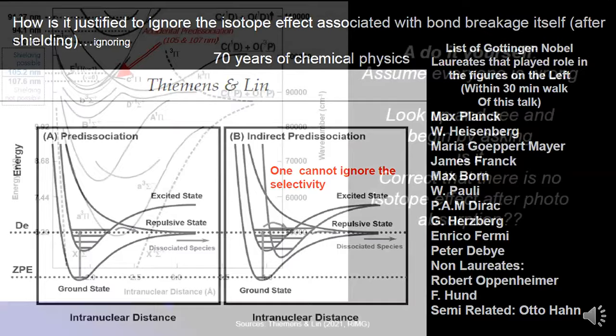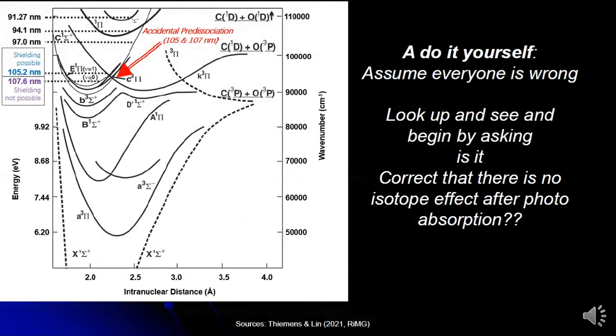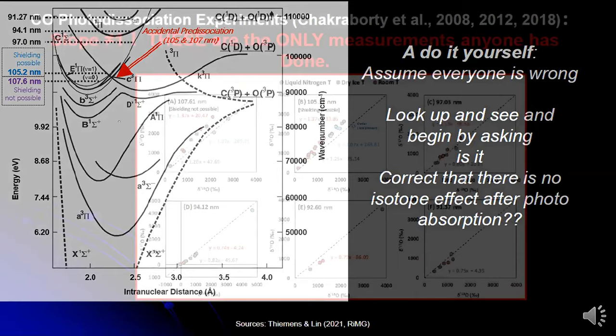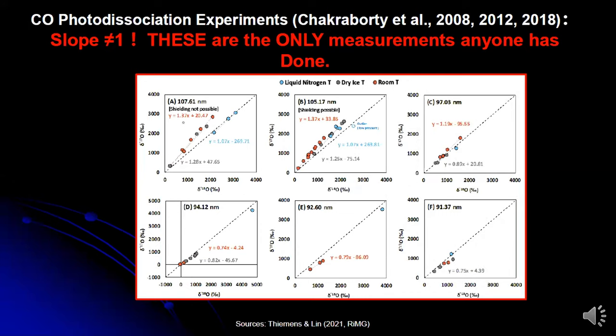So the question is, if you ignore that, what happens? How do you prove that you can ignore it? In the absorption of the molecule, the actual dissociation, and this is the simple carbon monoxide molecule we spoke of earlier, you can only shield at 105 and you can't shield at 107 nanometers. One is a continuum and the other has cross sections associated with different lines, and then they dissociate. So one should give you an effect and one shouldn't. We've done the experiments and you can see here's a slope, the slopes in the delta 17, 18, here's where the shielding shouldn't occur and here's where the shielding should occur, and it gives you the same number.